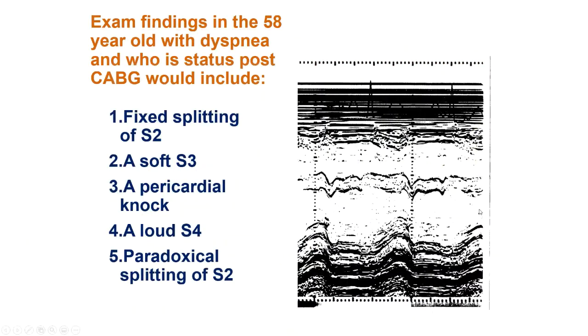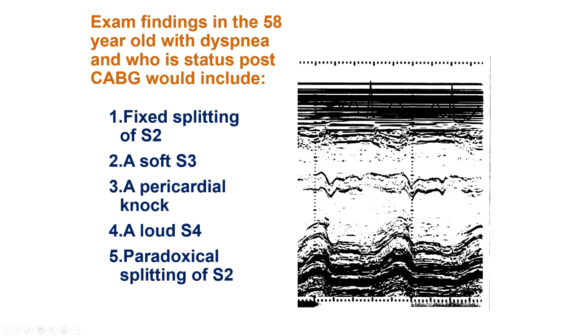Take a look at this M mode. Exam findings in the 58-year-old with dyspnea and status post-CABG would include fixed splitting of the second heart sound, a soft S3, a pericardial knock, loud S4, paradoxical splitting of the second heart sound. Take a look at this M mode. This is not a normal M mode.